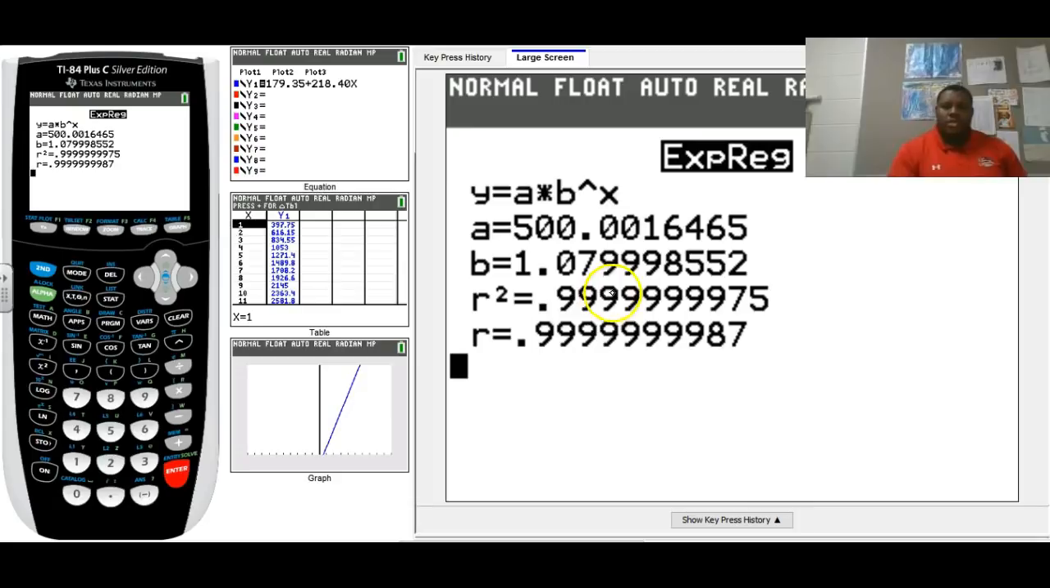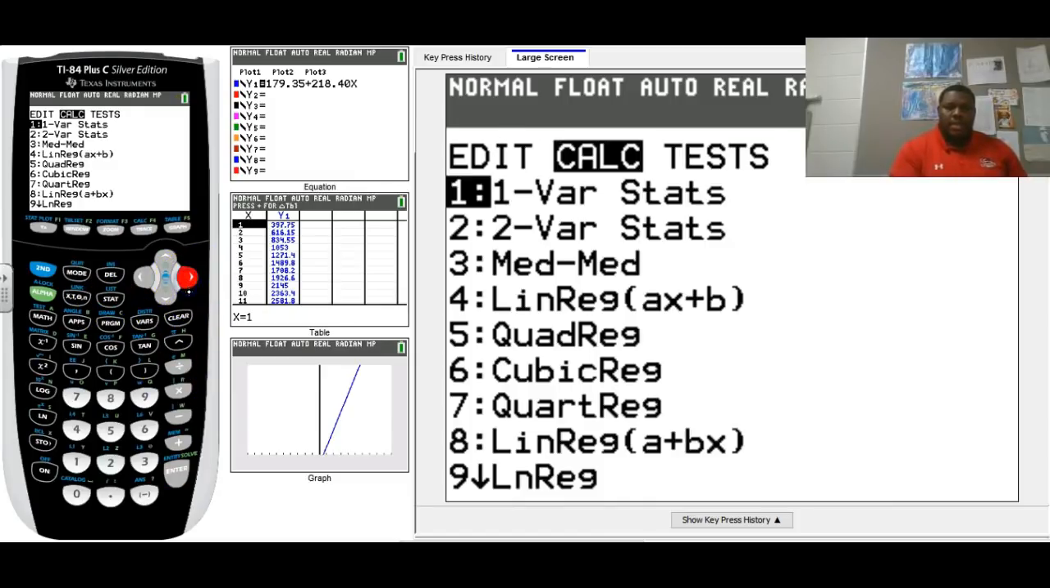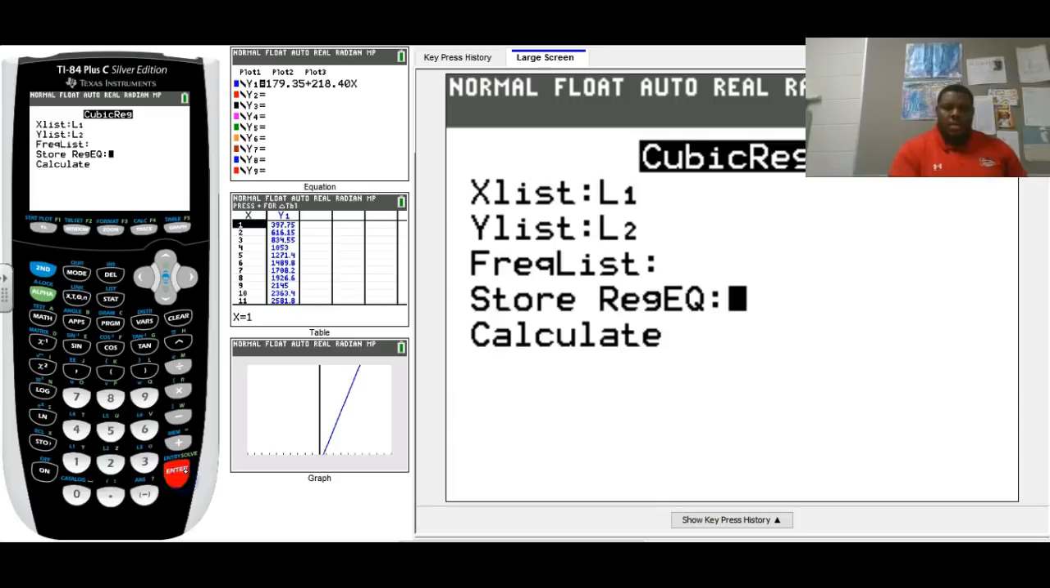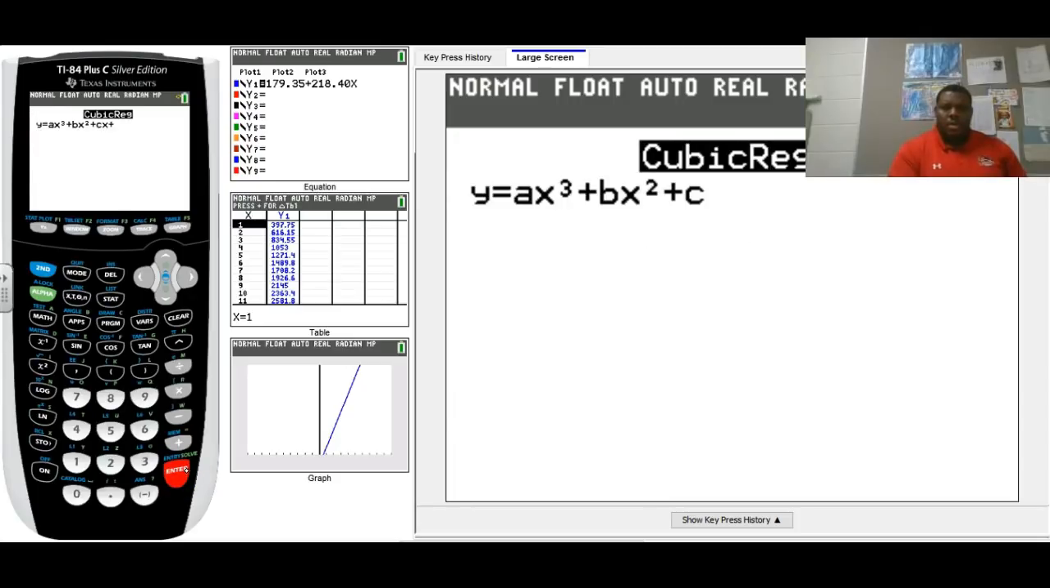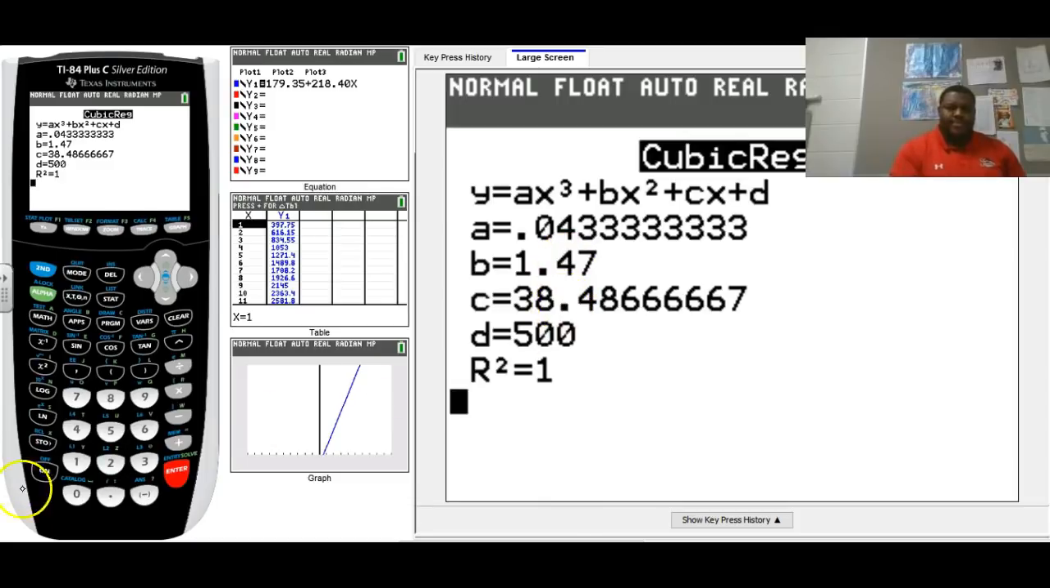The problem with exponential is this. You see that? That's a bunch of nines. It is 3, 6, 7, 8, 8 nines. But it's not as close to that 1, that R squared, which is cubic. So stat, edit, calculate. It was cubic, 6. So there's our equation right here.